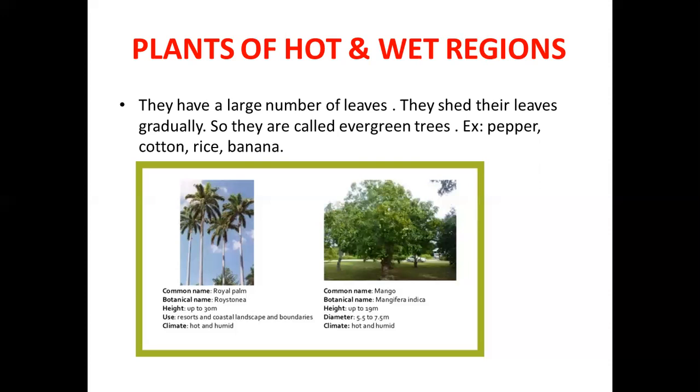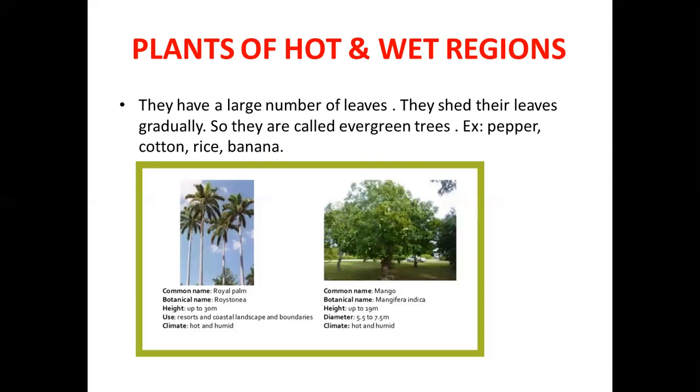Some other plants like pepper, cotton, rice, banana also grow in hot and wet regions. So these are the plants of hot and wet regions, and they have a large number of leaves. They shed their leaves gradually, so they are called evergreen trees. And plants like pepper, cotton, rice, banana also grow in hot and wet regions.